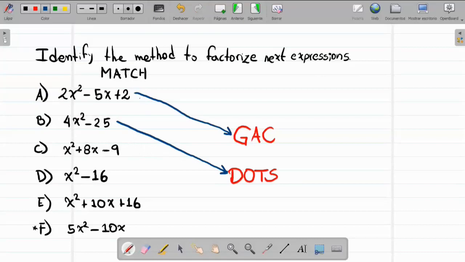What about the letter C? Letter C is another trinomial, as you can see, and it's a quadratic trinomial, okay? So here it is, a guess and check exercise. Letter D, x squared minus 16, is a difference of two squares exercise, because it is a binomial, and of course, both expressions have an exact square root. The square root of x squared, I will explain to you later why it's just x, and the square root of 16 is exactly 4. So I think this exercise fits in the method of difference of two squares.